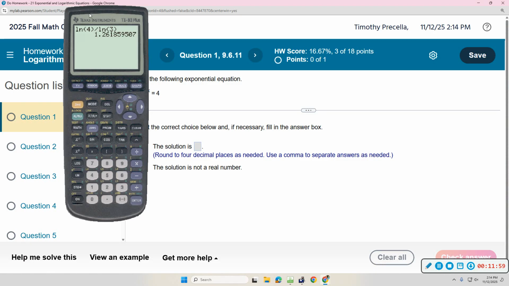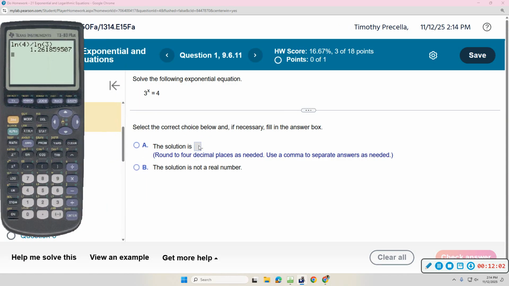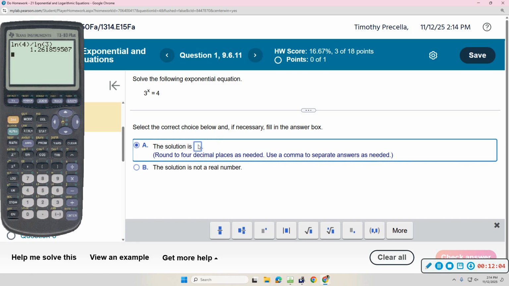Okay, let me move this calculator out of the way. Now, if you'd gotten some sort of error warning when you punched it into your calculator, that's when you would choose the solution is not a real number. But more than likely, if you get an error warning, you've messed up. That should not be happening on these problems. So 1.2619.